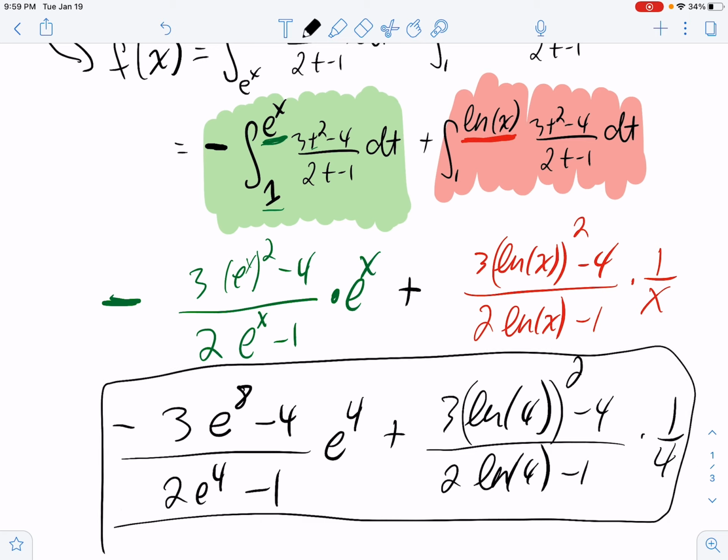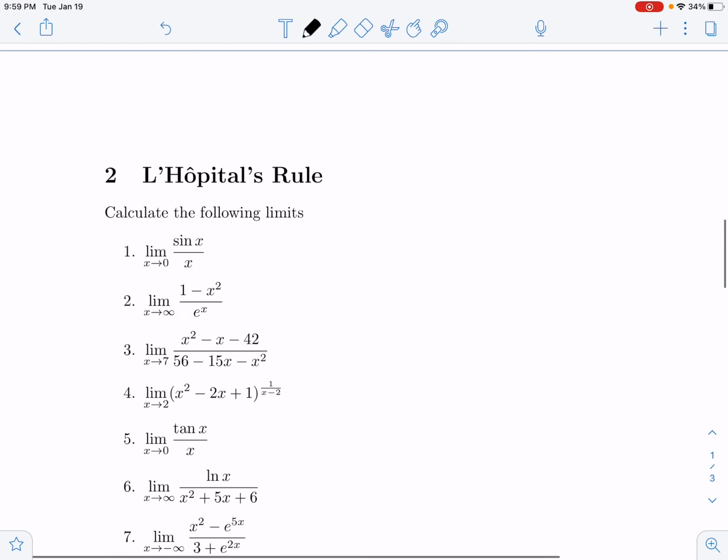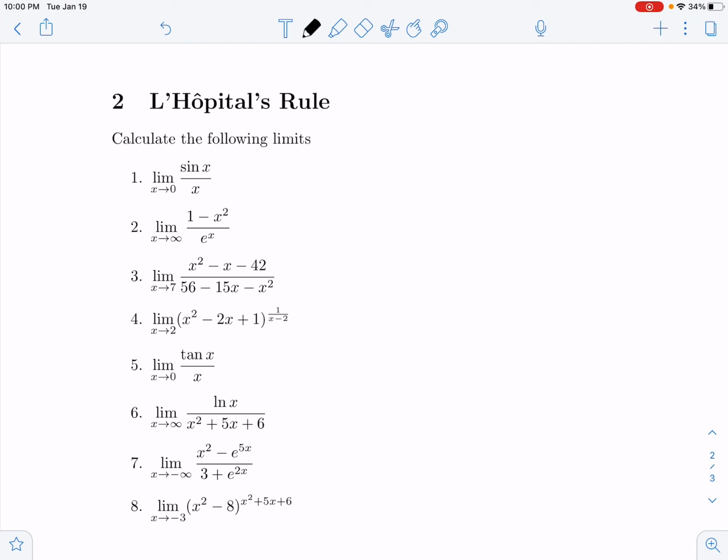So that's how we do problems of that type. I'll leave the other two for you to do, and you can check your answers against the answer key. And let's pop down to L'Hopital. All right? I'll do the first 4, you do the second 4.